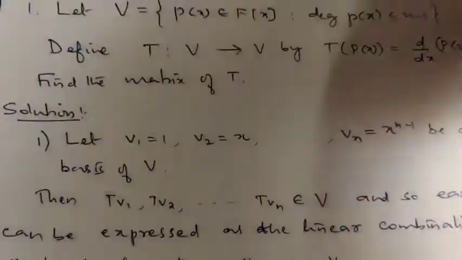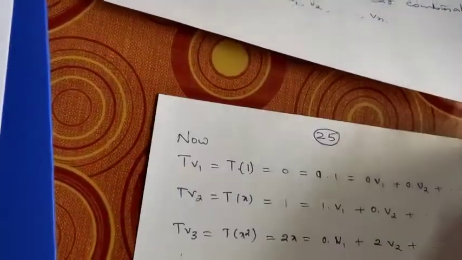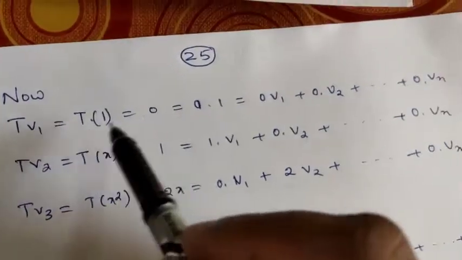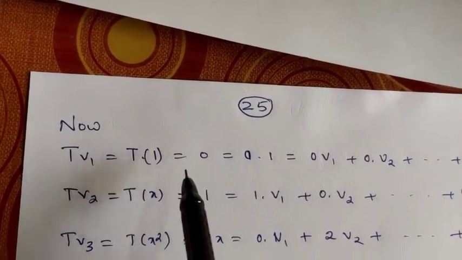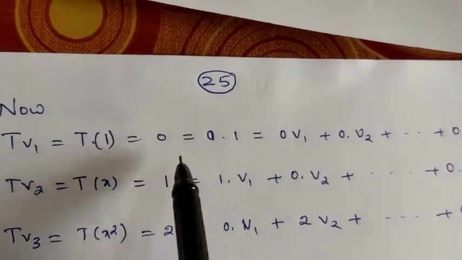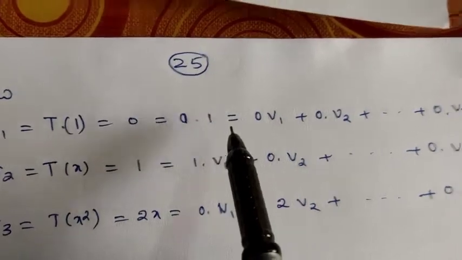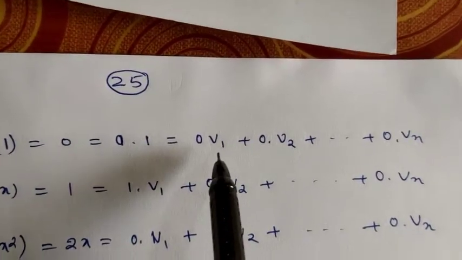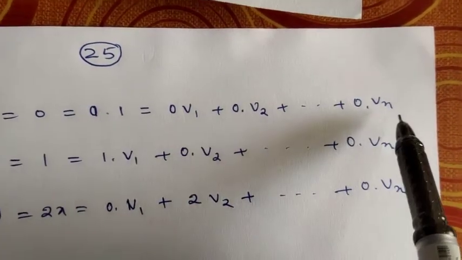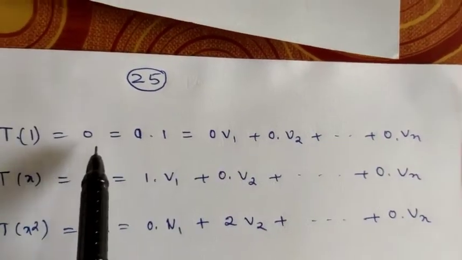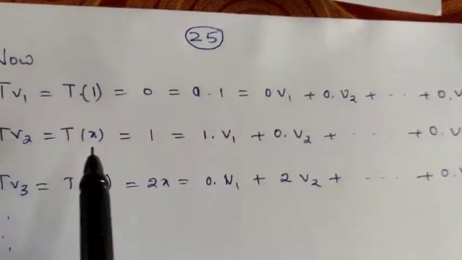Say first T of V1, which means T of 1. What is T of 1? T is a differential operator, therefore T of 1 means d by dx of 1, which is 0. Now 0 can be written as 0 into V1 plus 0 into V2 and so on, 0 into Vn. Understand now? 0 can be written as a linear combination of V1, V2, etc., Vn.